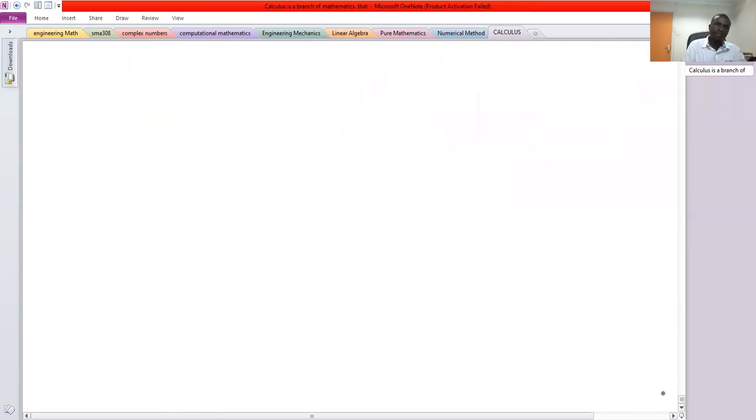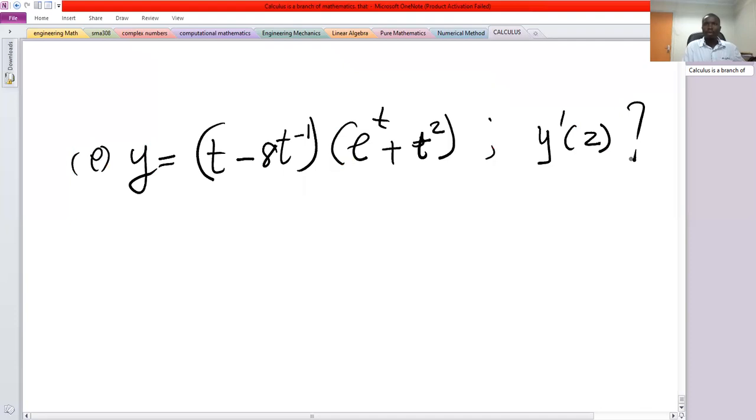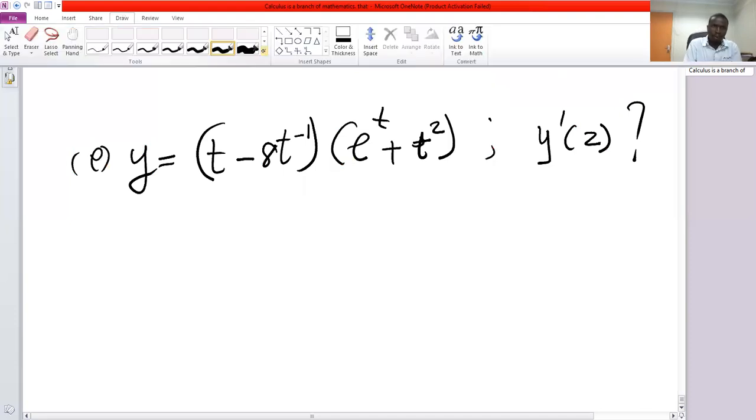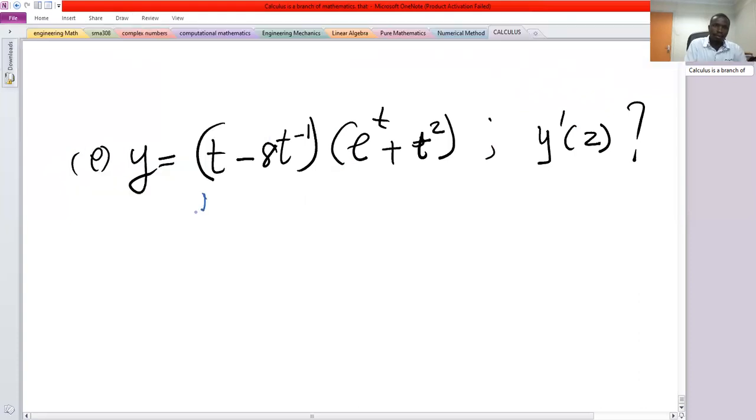And then E, y equals t minus 8 raised to power minus 1, times e raised to power t plus t squared, and then find the value of the derivative at 2. So first step, solution.